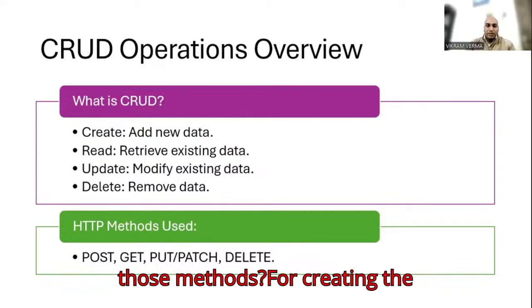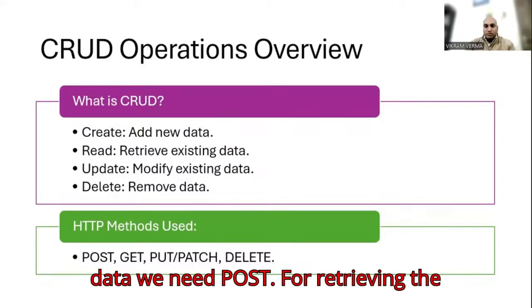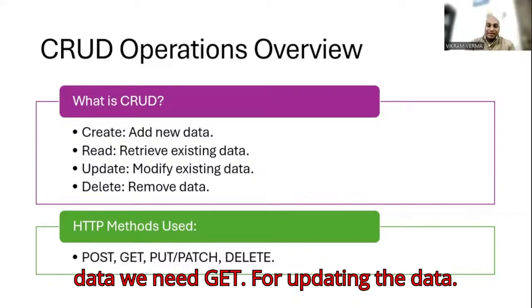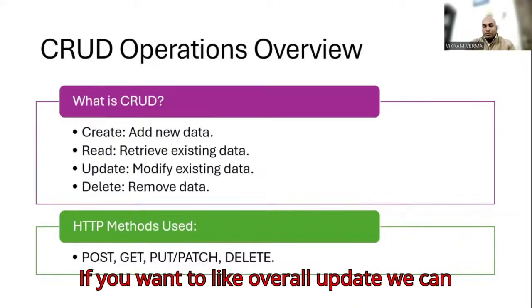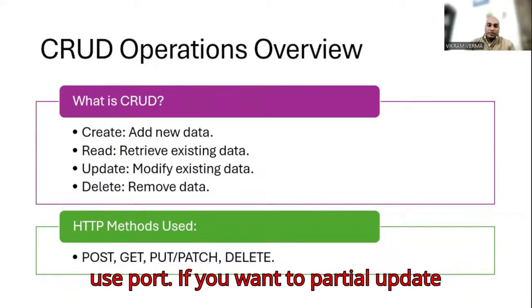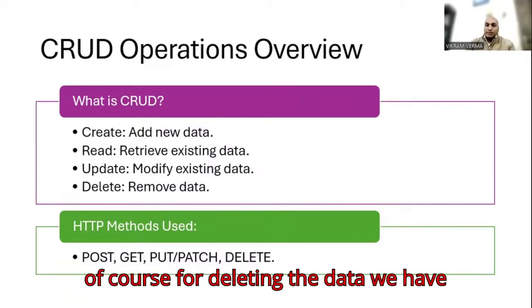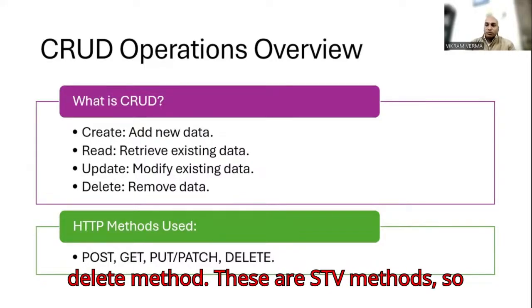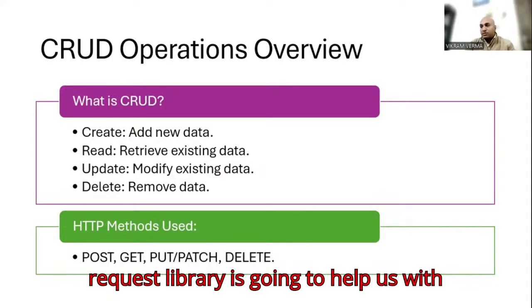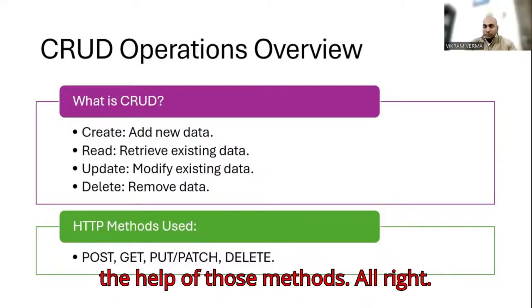What are those methods? For creating the data, we need post. For retrieving the data, we need get. For updating the data, if you want an overall update, we can use put. If you want a partial update, we can use patch. And of course, for deleting the data, we have the delete method. These are HTTP methods. So the request library is going to help us with the help of those methods.